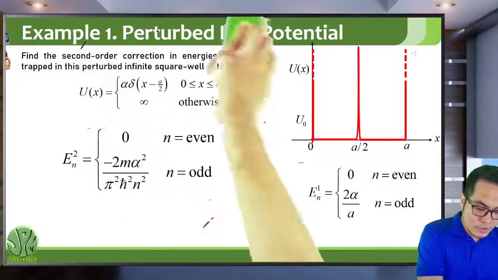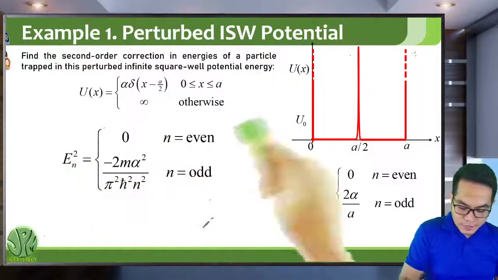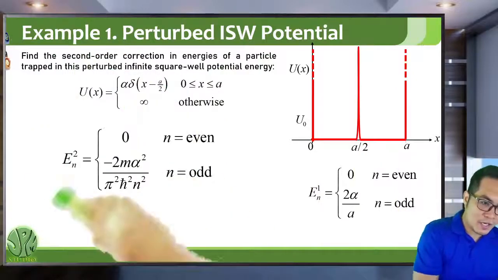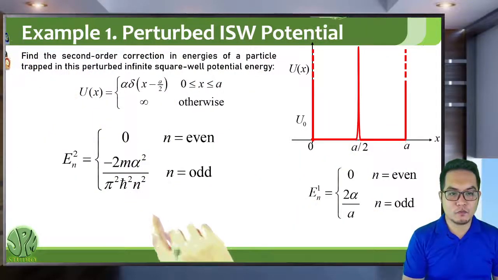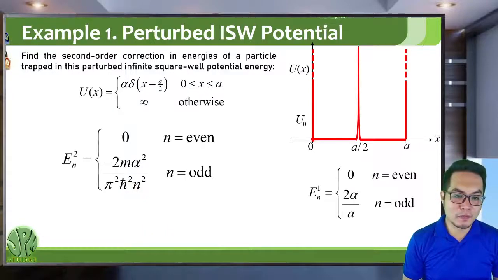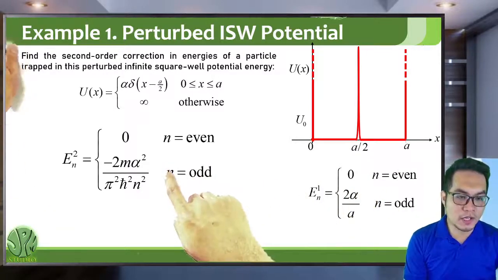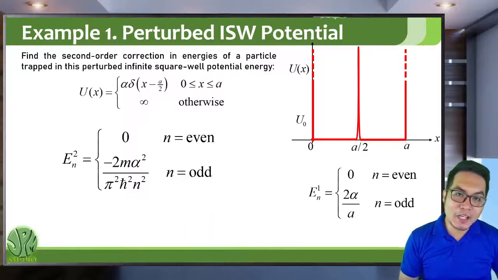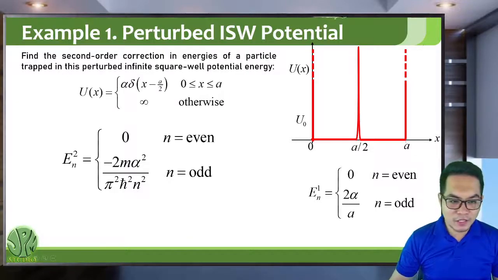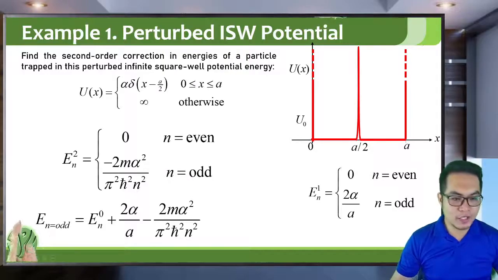So if n is even, there's no second order correction. If n is odd, there is a second order correction, which is equivalent to this one, negative 2m alpha squared over pi squared h bar squared over n squared. Now, what does this mean? The first order correction and second order corrections only apply to odd energy levels. In general, if you have an odd energy level, there will be a first order correction and second order correction. This is the first order, 2 alpha over a. This is the second order correction.